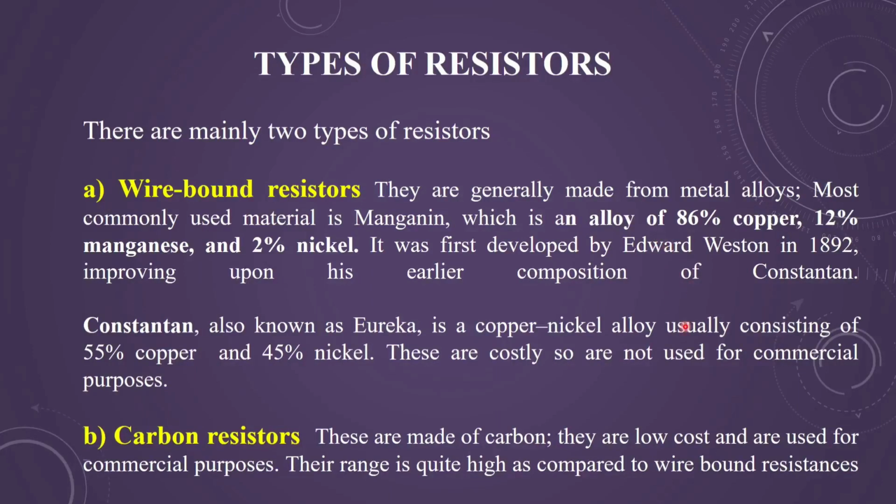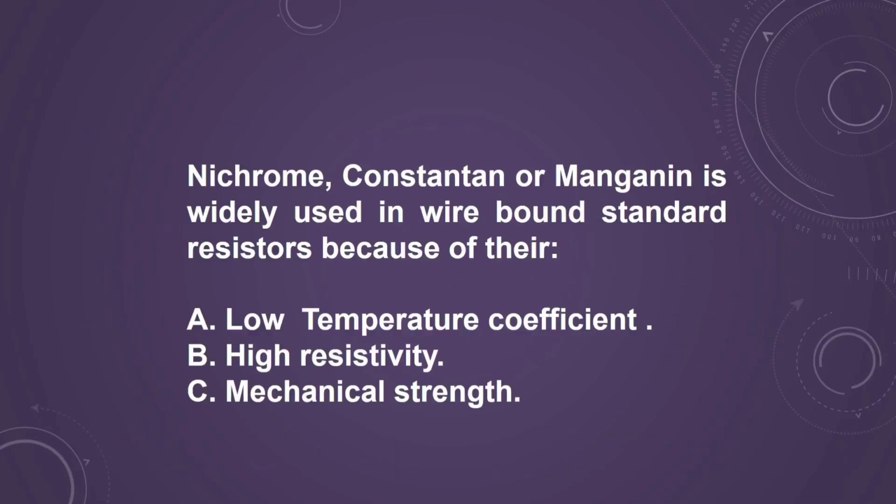So why do we take these materials to make wire bound resistors? The characteristics are generally asked in viva as well as in exams. You should know that nichrome, constantan and manganin are used in wire bound resistors because of their properties like low temperature coefficient, high resistivity and mechanical strength. The temperature coefficient should be low so that with the change in temperature the resistance does not change. Resistivity should be high, which means smaller lengths can give you a high value of resistance, and mechanical strength should be there, of course, to hold them for a longer time.